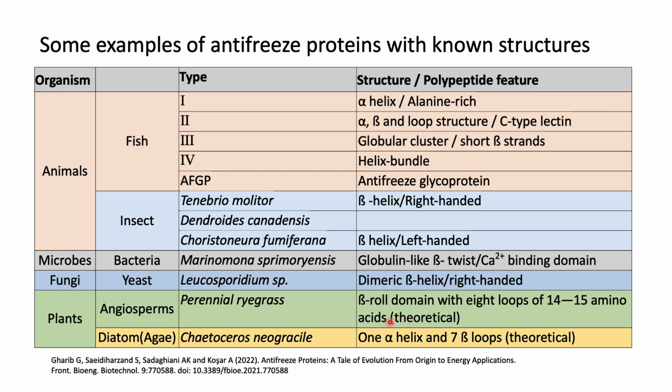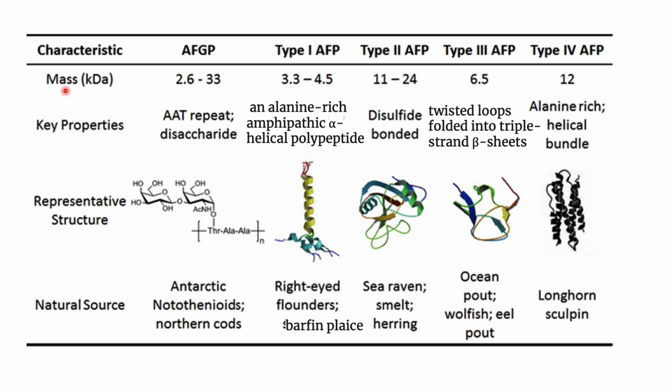That's the theoretical one people had studied. And the diatoms have 1 alpha helix and 7 beta loops. So here are the structures which we can see. The molecular weight of each protein also varies.